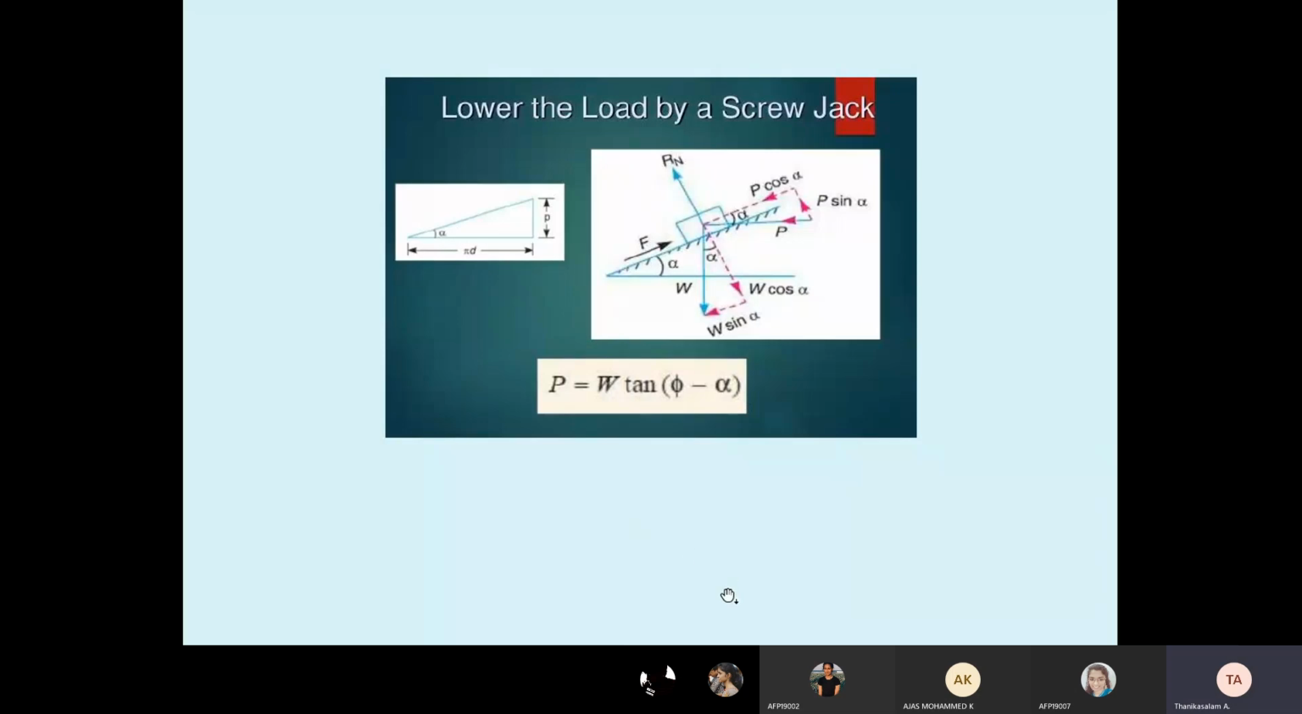You see the screw, there is a thread always there. The thread is always a little inclined, not horizontal, but it looks like horizontal. You see any screw or bolt, but the thread is always inclined. That is the angle. So this is for lowering. Remember, this is for lowering the weight of the body.